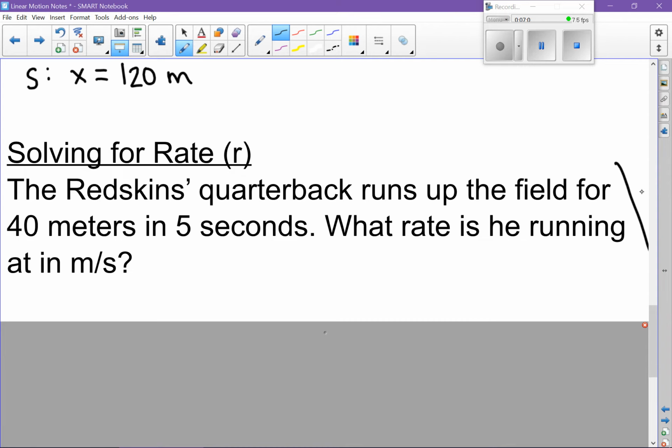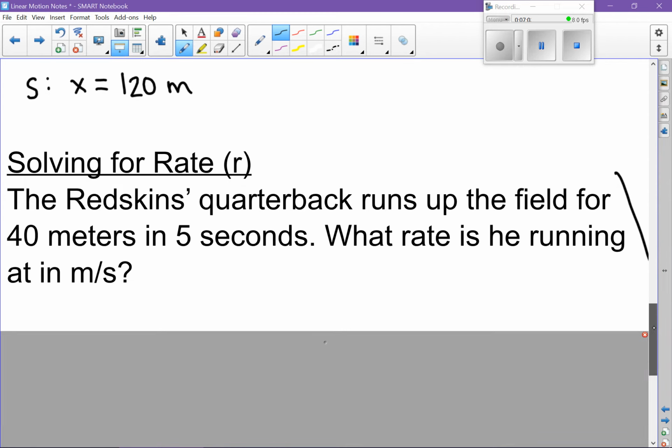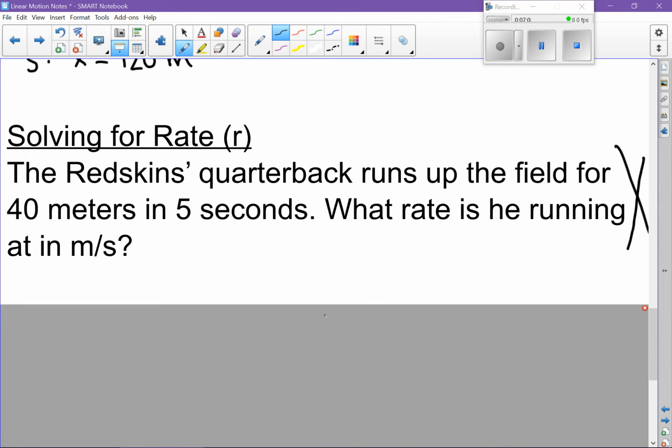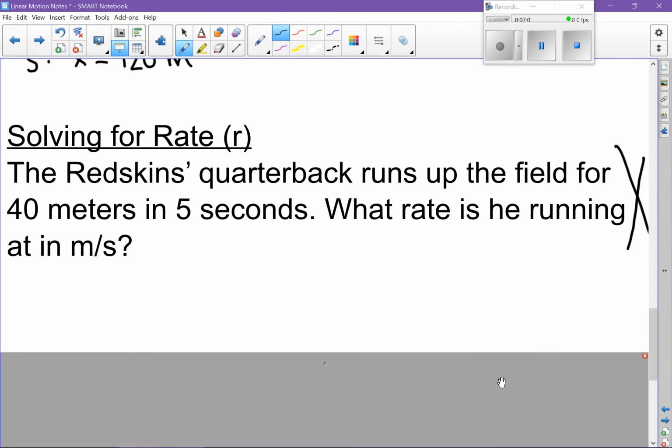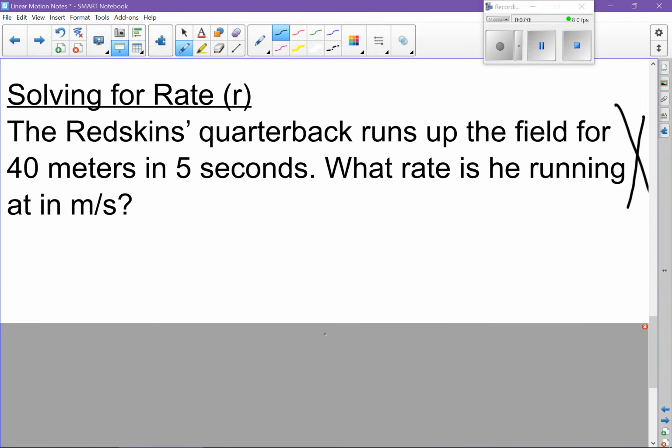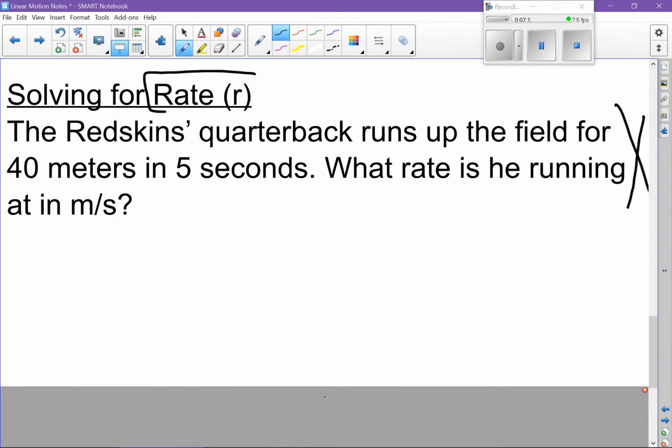Again, I wouldn't write this down. Oops, sorry about that. This is kind of long. If you want to, you can, but let's just focus on the math together. So this time it tells us that we're going to solve for rate. So those questions are going to have some of the same pieces, but our math might look a little different. So we're going to start with the givens again.